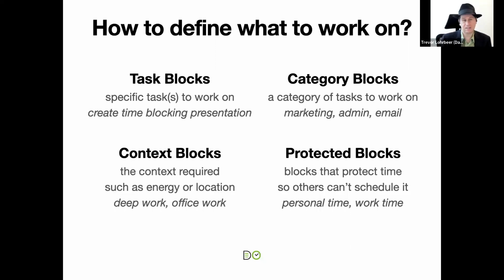It can be a context block, and this you'll often see people who schedule deep work in their calendar, or office work. So that can be based on your energy or your location, where you want to work on that thing, but you're not actually specifying the type of tasks or the category of tasks. You're just saying, hey, this is going to be deep work, or this is going to be housework. And then finally, we use it for protected blocks of time, where this is going to be my personal time. And so no one else can schedule it.